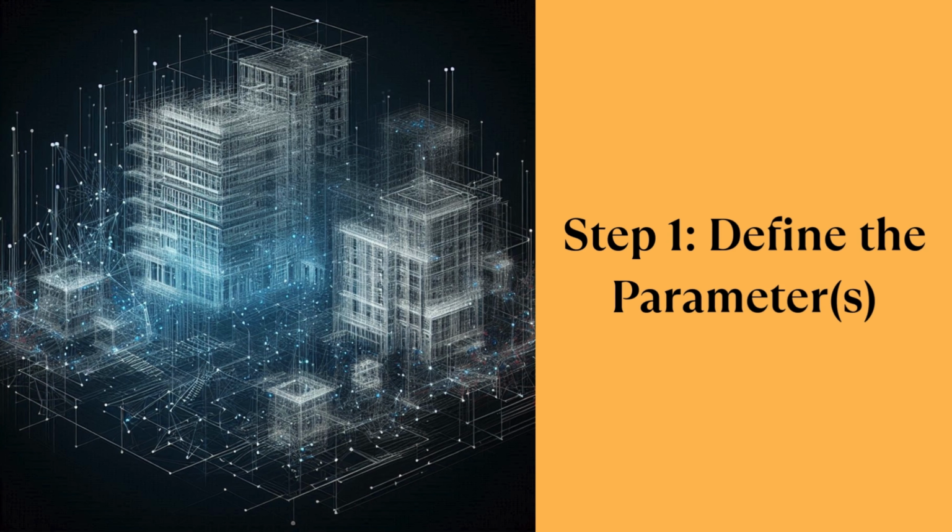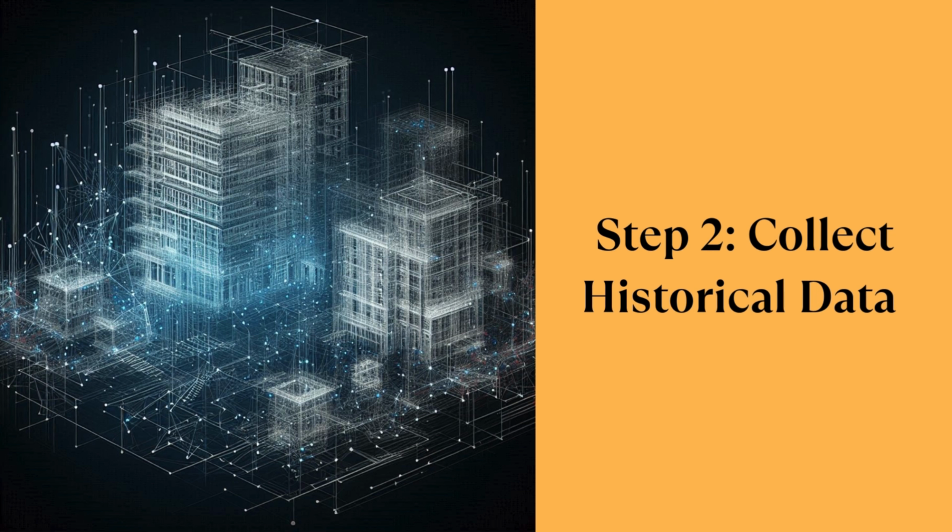Step 1. Define the parameters. Find the measurable variables that drive cost: square footage, lines of code, number of units. Step 2. Collect historical data. Use past projects to determine unit cost. The more reliable the dataset, the more accurate your estimate.